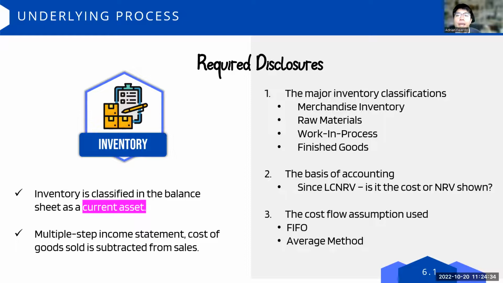Now, I want you to memorize the required disclosures for inventory. The major inventory classifications is required to be disclosed. The basis of accounting, LCNRV. So alam natin LCNRV. Pero in that particular account, ano ba yung mas lower? Was it recorded at cost or was it recorded at NRV? Pero in essence, it's LCNRV. And the cost flow assumptions. Kindly take note na I only put FIFO in average method because LIFO is not an acceptable method, right?